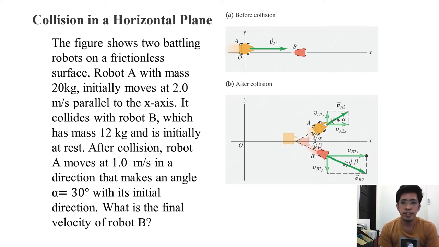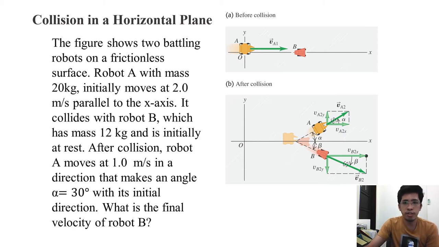Again, let's repeat the problem. The figure shows two battling robots on a frictionless surface. Robot A, with a mass of 20 kg, initially moves at 2 meters per second parallel to the x-axis. It collides with robot B, which has a mass of 12 kg and is initially at rest. After collision, robot A moves at 1 meter per second in a direction that makes an angle alpha equal to 30 degrees with its initial direction. What is the final velocity of robot B? So let's carefully analyze the problem.